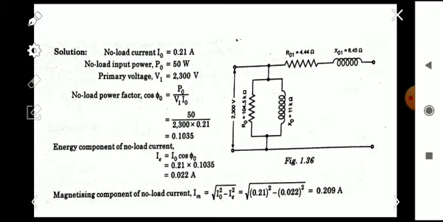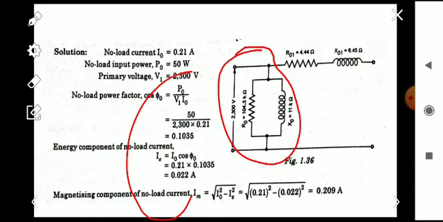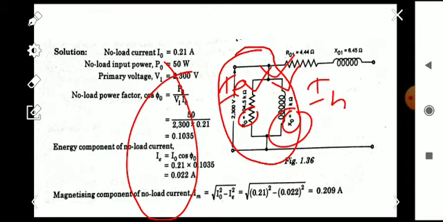This part of the equivalent circuit we obtain from this no load test. So this is R0, this is X0, and IE is flowing through this R0 and Im is flowing through this X0, and here is our I0.